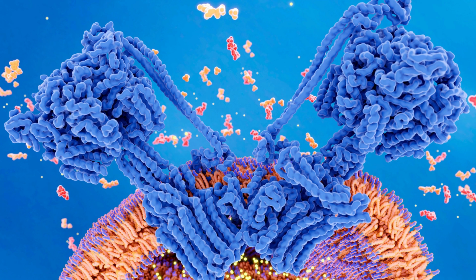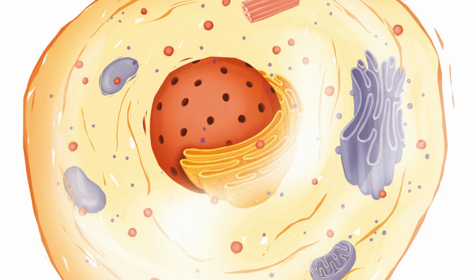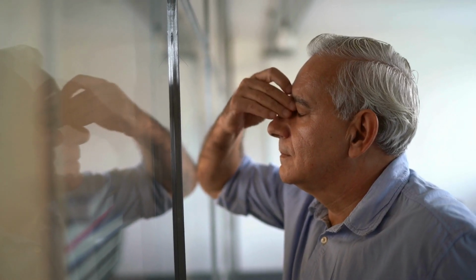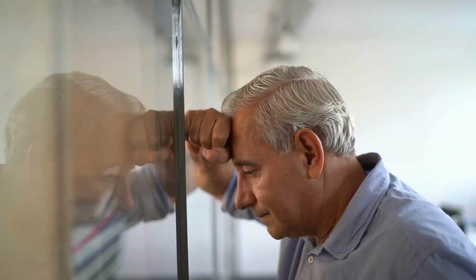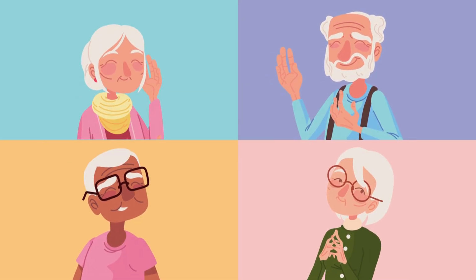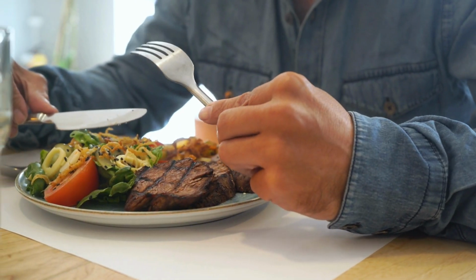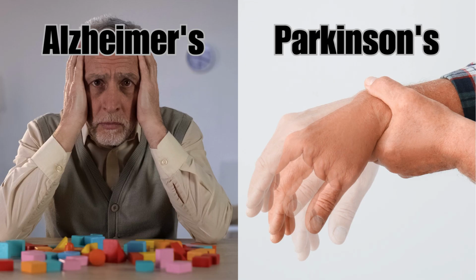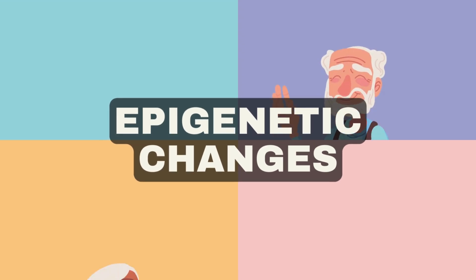Mitochondrial dysfunction. Mitochondria, the powerhouses of the cell, become less efficient and produce more reactive oxygen species as they age, leading to oxidative stress and cellular damage. Protein aggregation. Misfolded proteins can accumulate and form aggregates, disrupting cellular functions and contributing to diseases like Alzheimer's and Parkinson's.